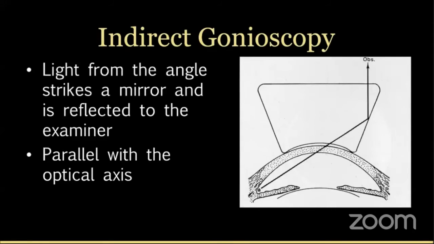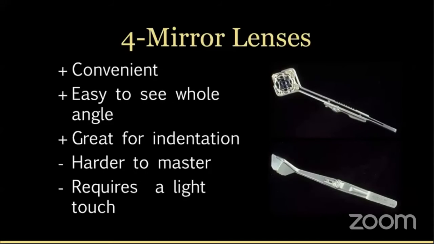Indirect gonioscopy is what we use in the clinic, where light strikes a mirror and comes back parallel to the optical axis. I typically in the clinic will use a 4-mirror lens. The prototype is the Zeiss lens, which is no longer made. But the advantage of the 4-mirror lenses is that they're convenient. It's easy to see the whole angle. They're great for indentation, which we're going to talk about in a second here.